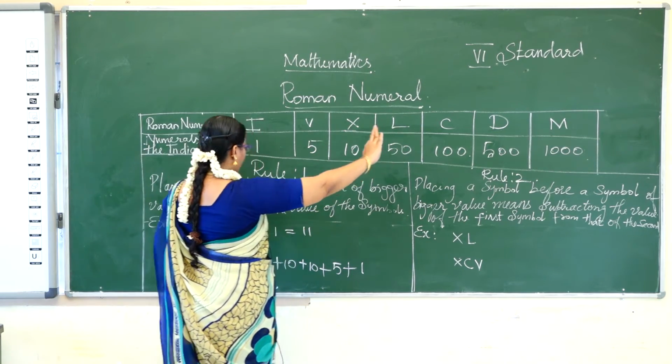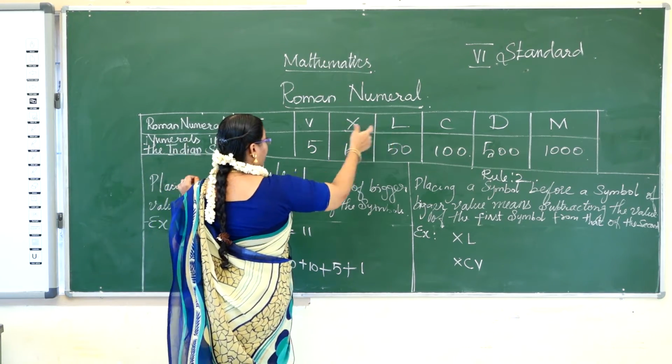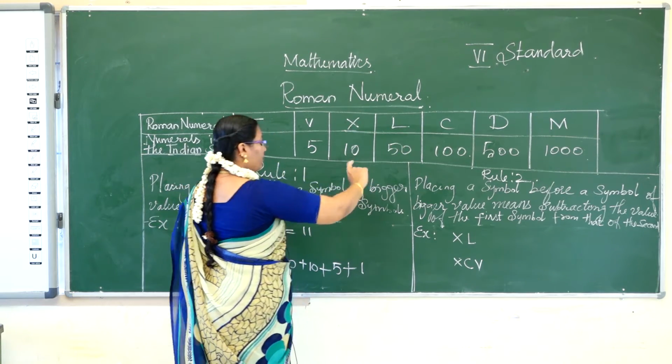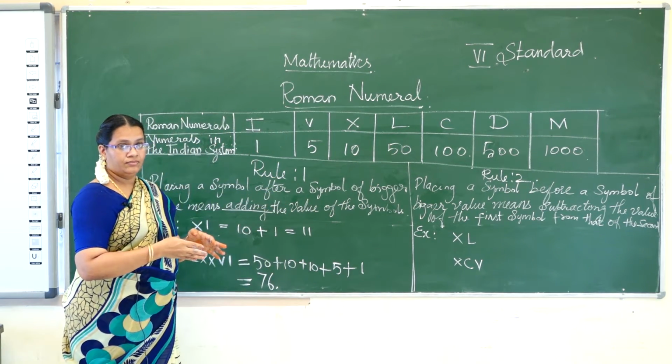In the Roman system, listen, after a bigger value if a smaller value comes, we can add.